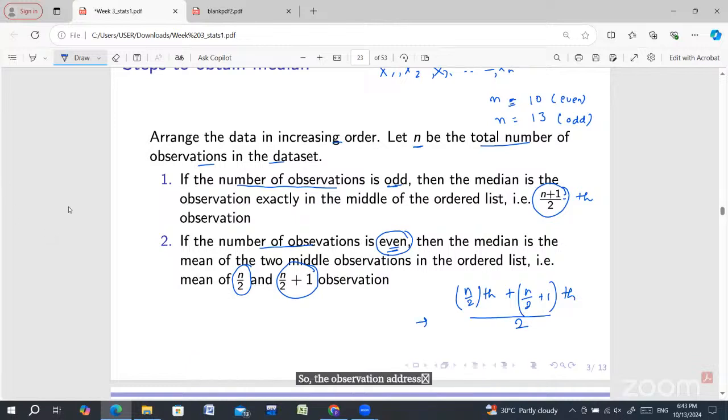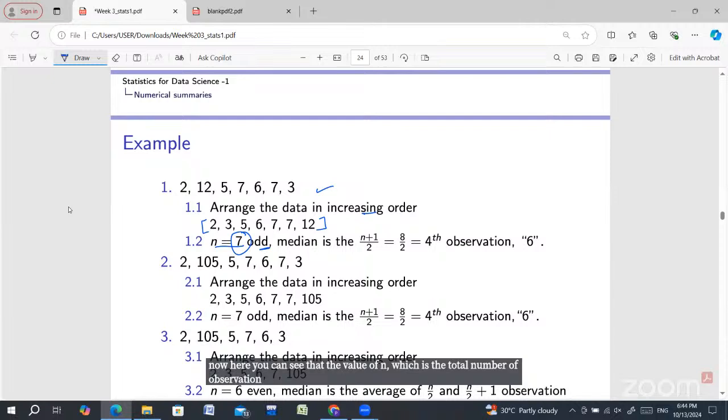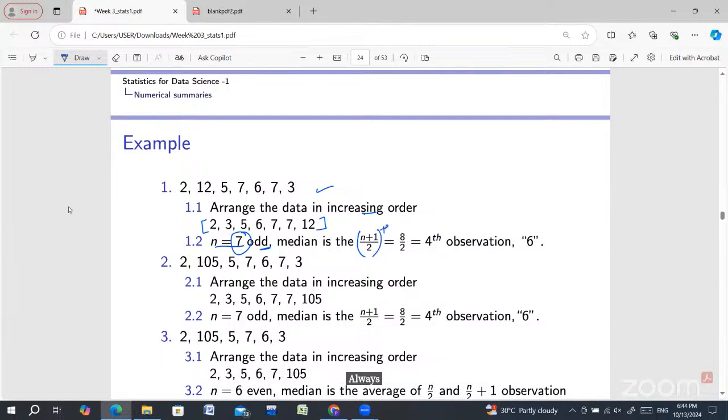Now let's see it by example. So this is your data set. First of all, we arrange the data set in increasing order. Here you can see that the value of n, the total number of observations, is 7, which is an odd number, correct? Now the median will be the (n plus 1) divided by 2th observation. Always remember that it is giving you the position of the observation, not the observation itself. It's not 4, it is the 4th observation.